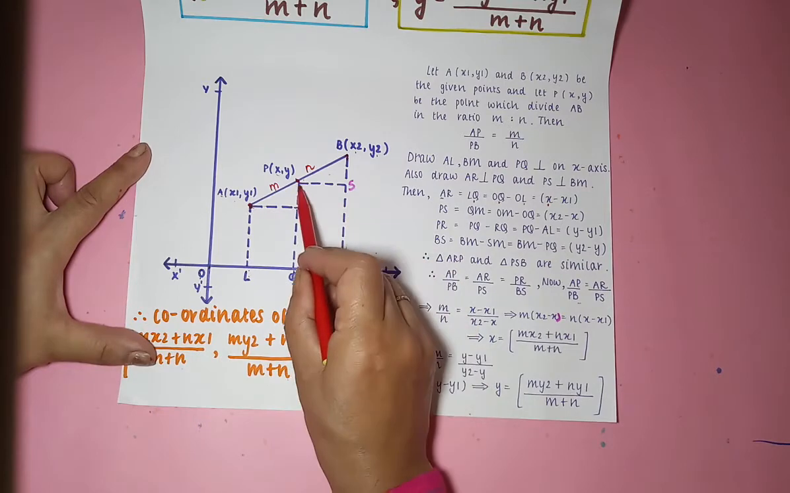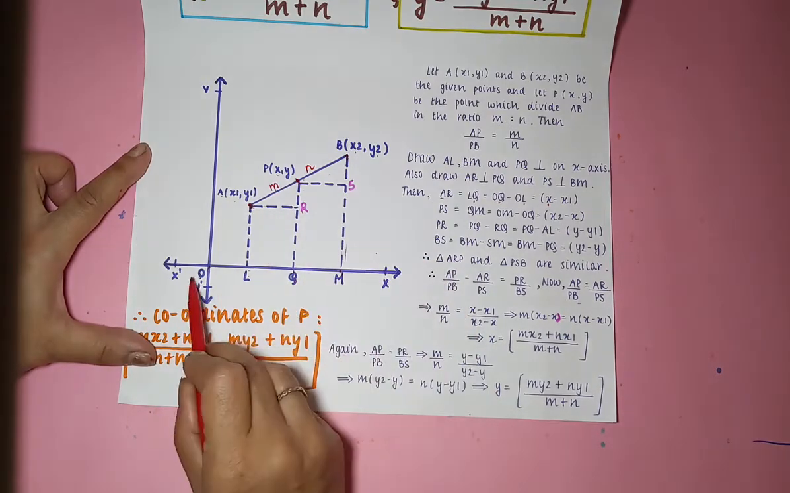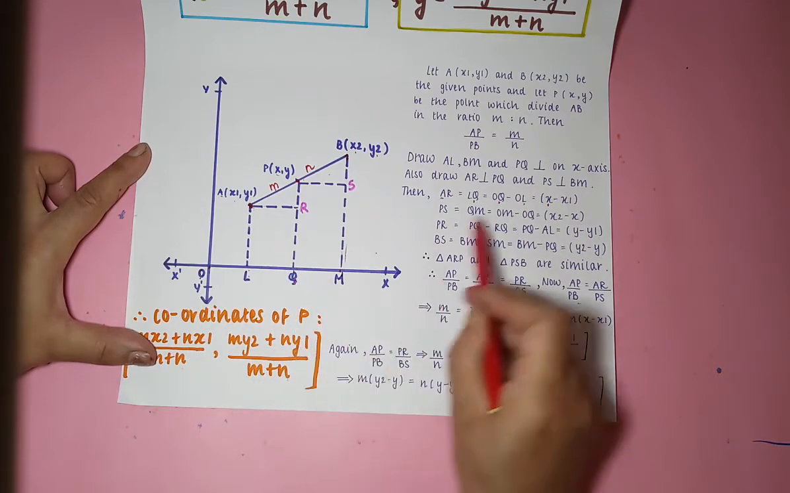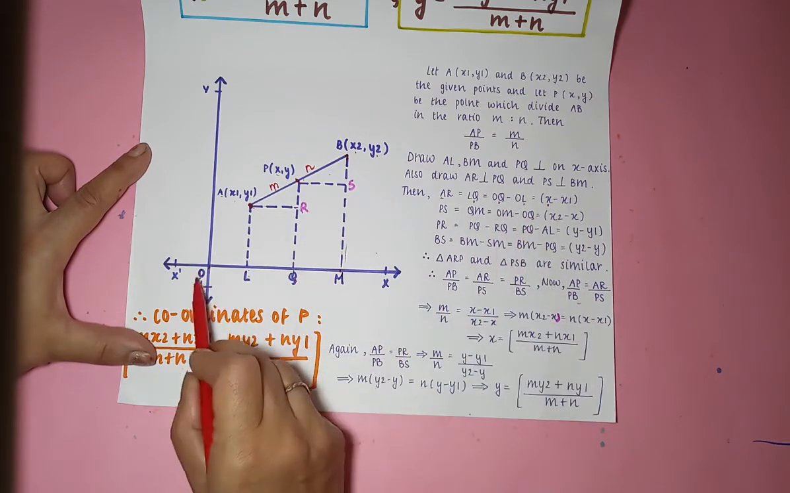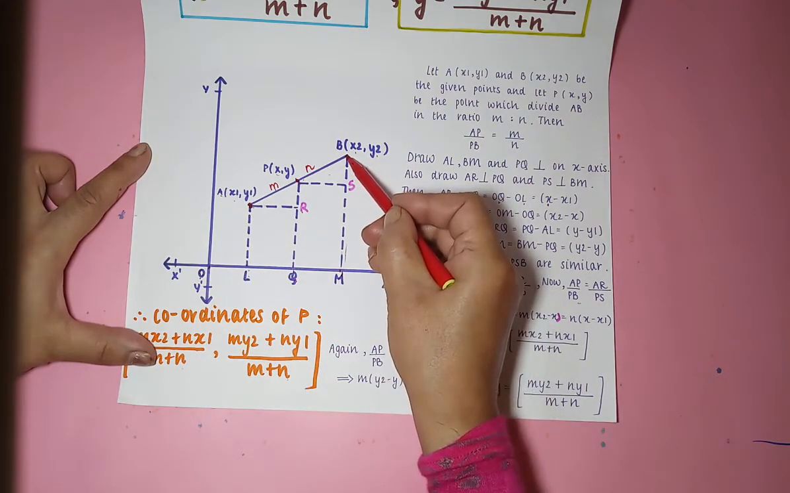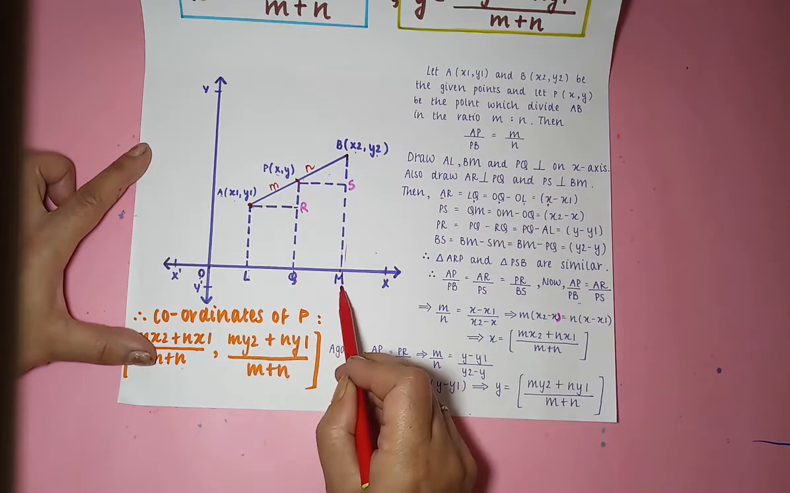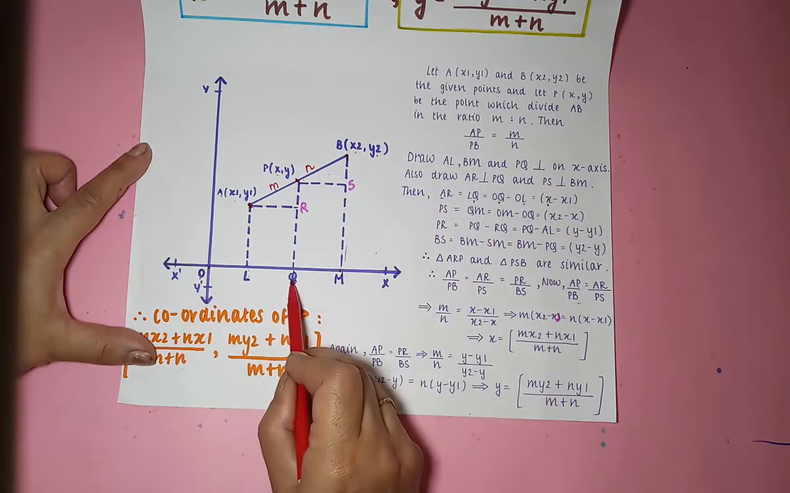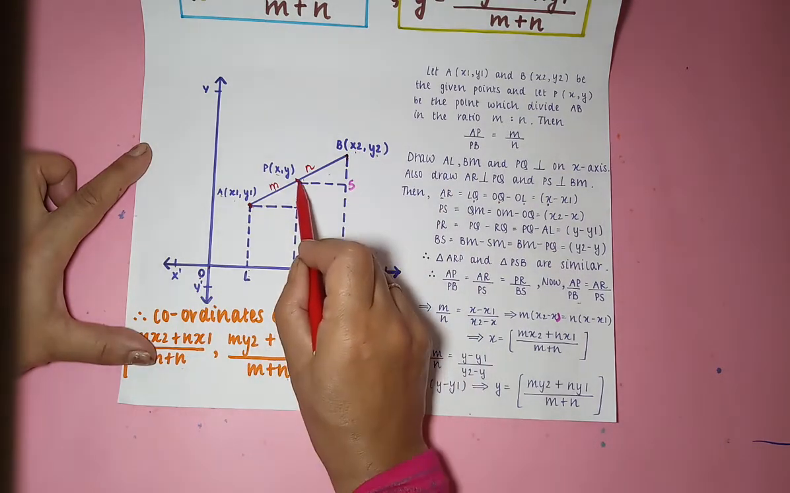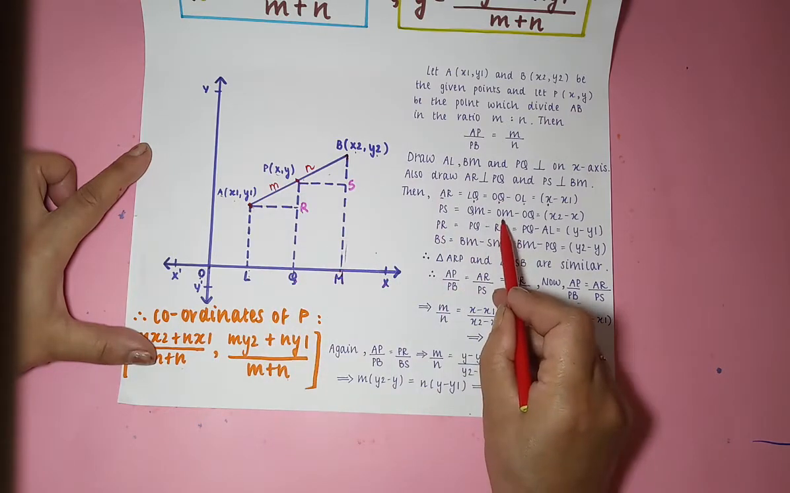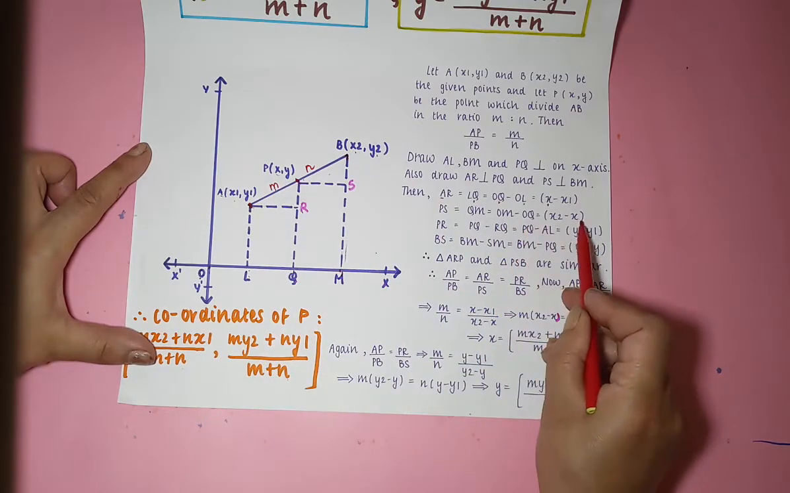Right? Now, PS is equal to OM minus OQ, right? OM minus OQ. Now, how much is this OM? Point B represents the distance OM along the x-axis, and that is x2, right? And OQ is represented by point P along the x-axis. What is that? x, right? That is why OM minus OQ is x2 minus x.